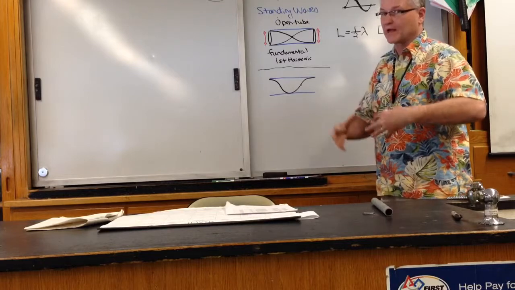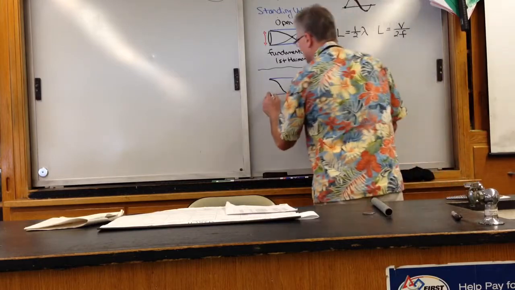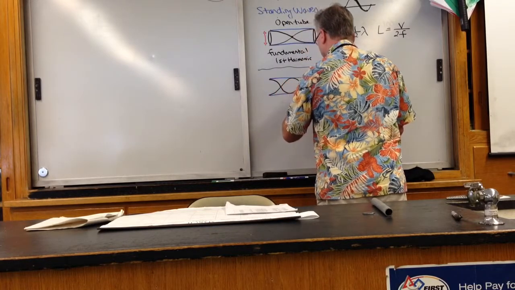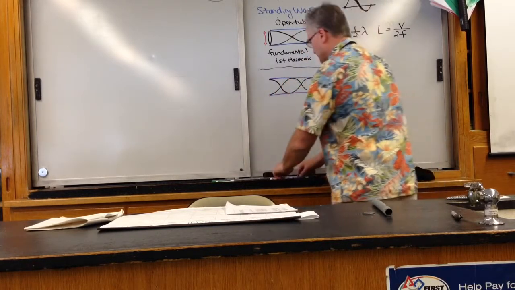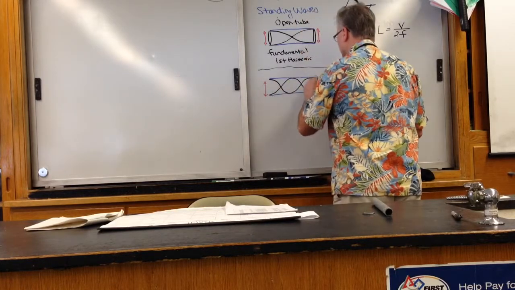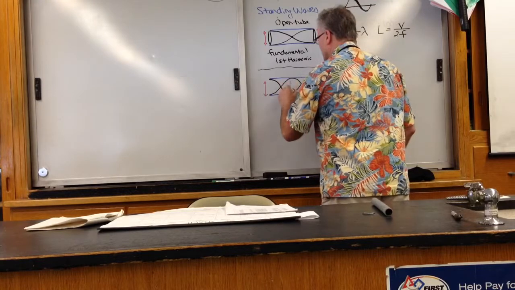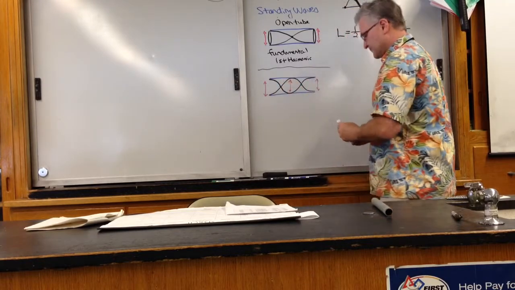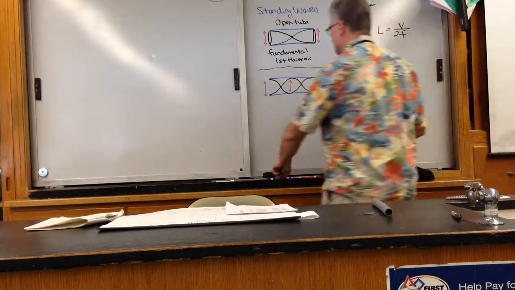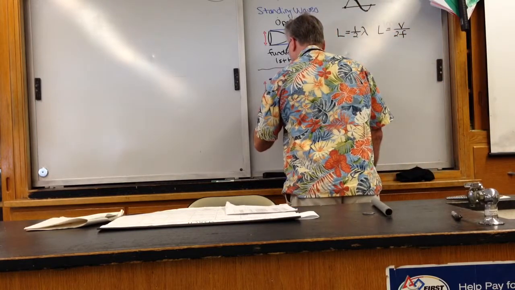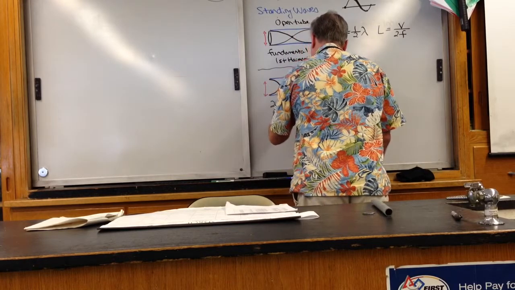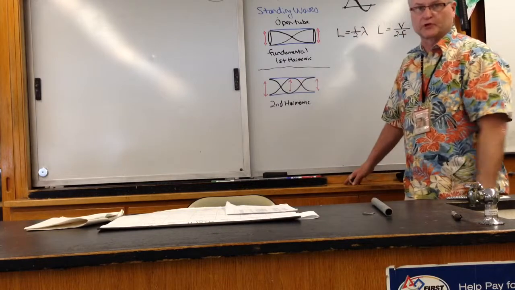Now remember, the wave is moving up and down, so I'm going to draw the other side of it here like so. Moves up, kind of down like this, and we've got ourselves an antinode on the end, and an antinode in the center, like so. All right, now, if we look at this particular one, we call this the second harmonic, or also referred to as the first overtone.